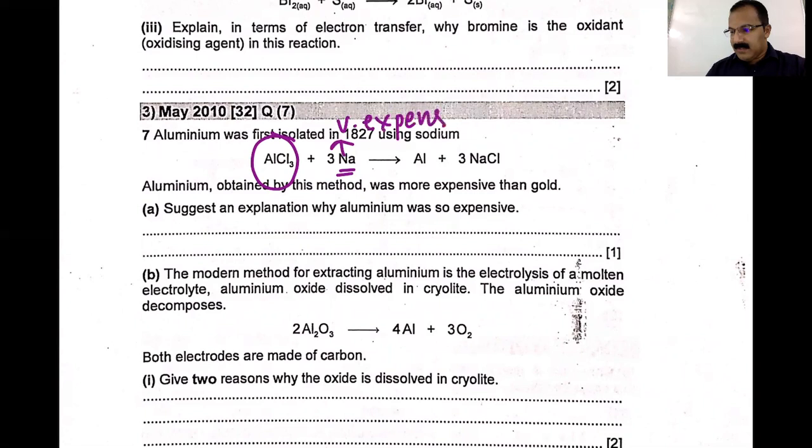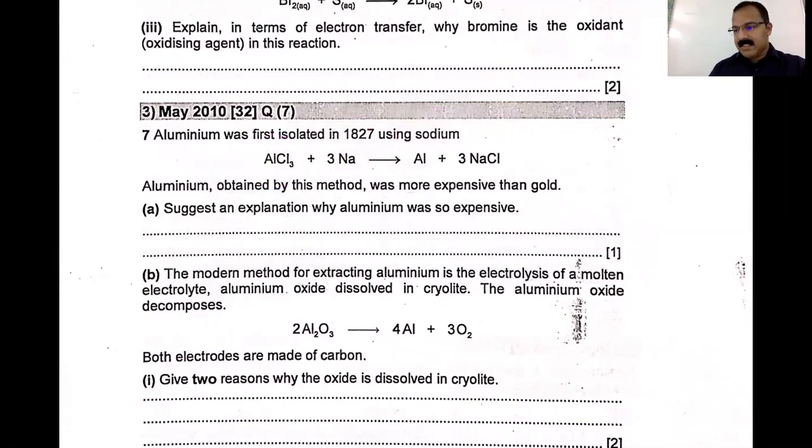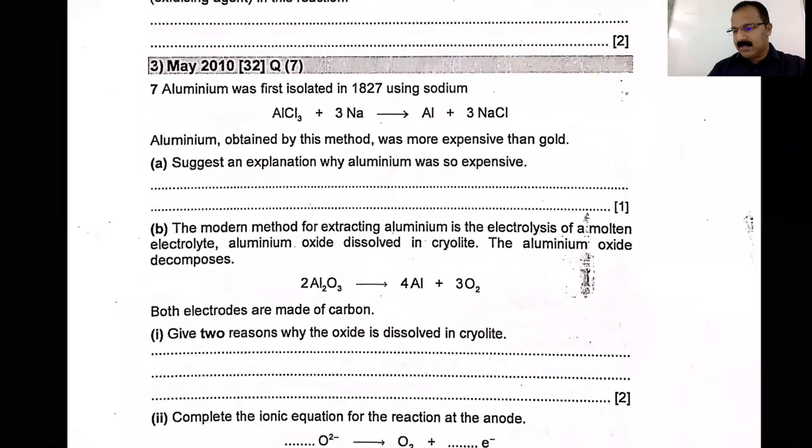So if sodium is very expensive and you are using that metal to reduce another metal, that metal becomes much more expensive than sodium. So you write because Na was very expensive. You keep in mind, Charles Martin Hall made aluminum much cheaper.